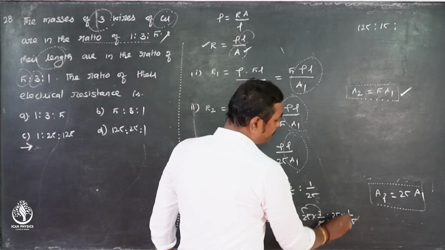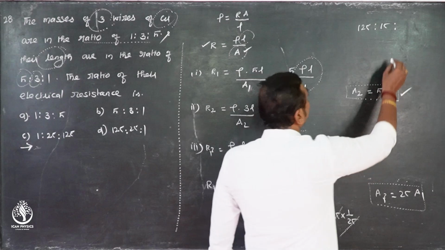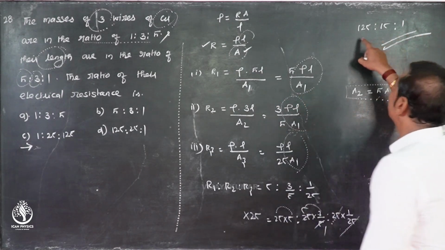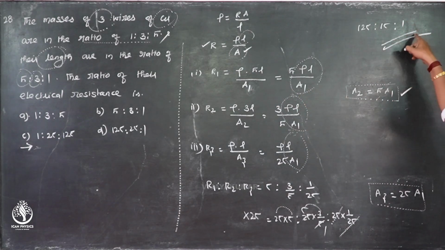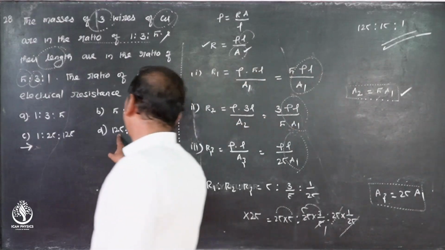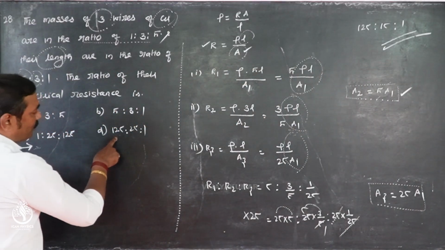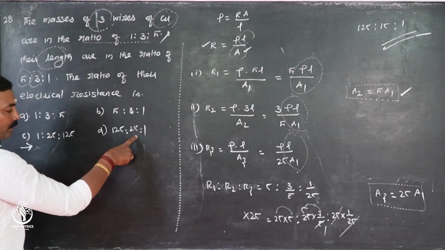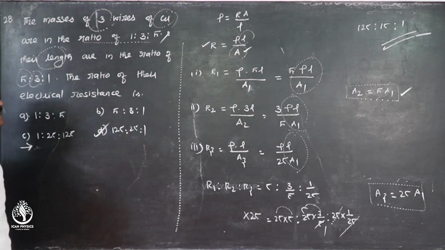Now you can cancel 25 and 25, then you can get 1. So our answer is 125 is to 15 is to 1. Sorry, 125 is to 25 is to 1. So this is the answer.